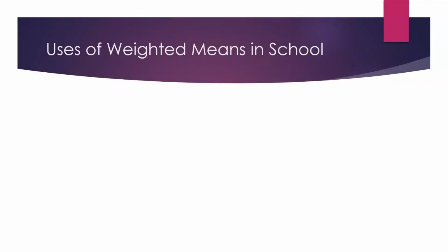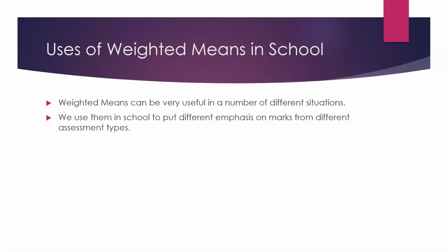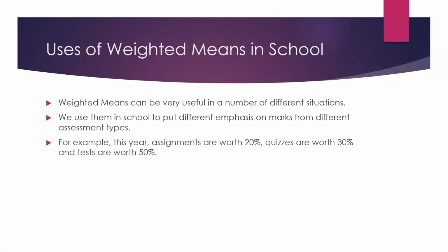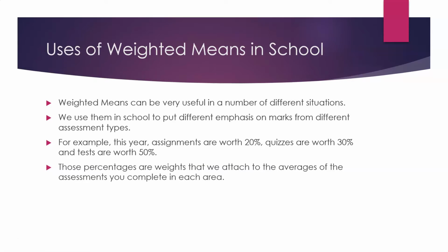We use weighted means in schools. Weighted means can be very useful in a number of different situations. We use them in a school to put different emphasis on marks from different assessment types. For example, this year assignments are worth 20%, quizzes are worth 30%, and tests are worth 50%. Those percentages are weights that we attach to the averages of the assessments that you complete in each area.